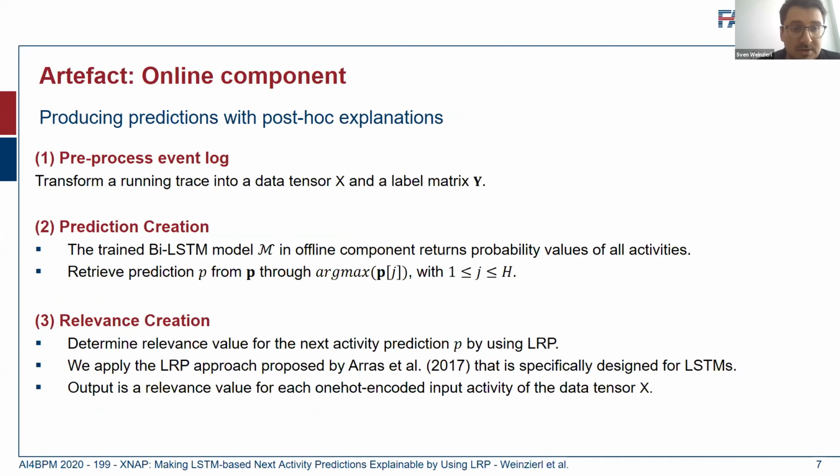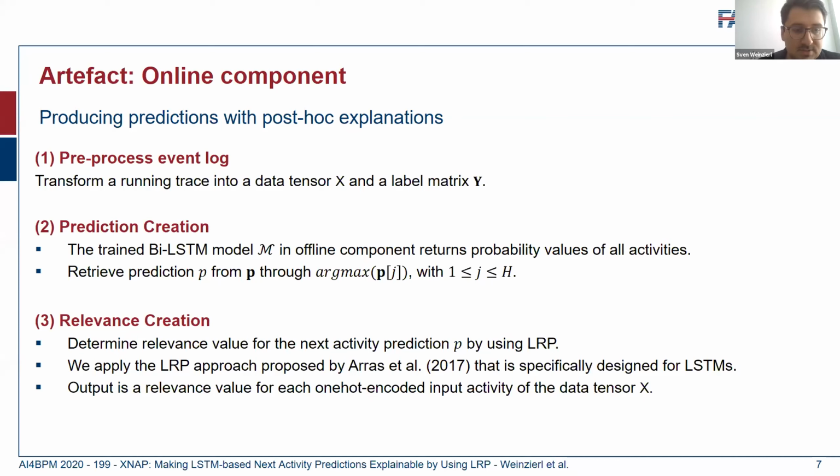Regarding the online component, similar to the offline component, we transform the running trace into a data tensor and a label matrix. After that, the prediction is created, and the model M returns probability values of all activities and retrieves the concrete prediction p, a scalar p, from a vector P through the maximum, with h greater than or equal to 1 and less than or equal to H. H is here the number of different activity values.